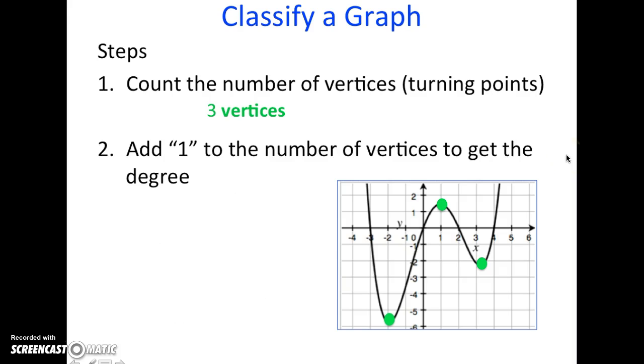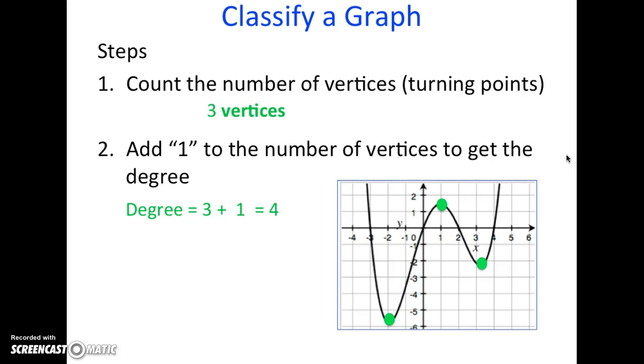The second step is to add 1 to the number of vertices to get the degree. So we have 3 vertices here. Go ahead and calculate the degree following this step. Right, the degree is going to equal 3, which is the number of vertices, plus 1. So that's going to give us 4. This is the fourth degree polynomial.